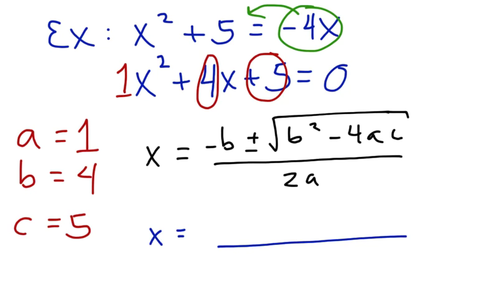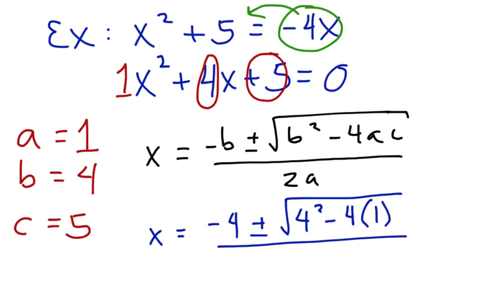So negative b for us will look like negative 4, since b was 4, plus or minus the square root of b squared, which is going to be 4 squared, minus 4 times our a value, which was 1, times our c value, which was 5, all divided by 2 times our a value. So there is the initial plug-in, and now we're just going to work on the simplifying.